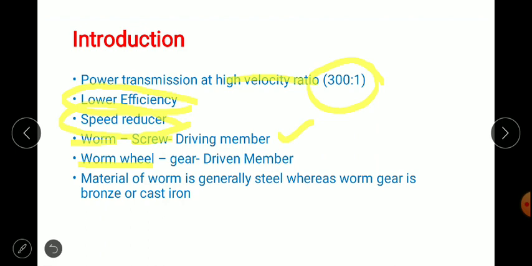Next one is about the materials. Usually a large variety of materials can be used for gears, specifically somewhat brittle or cast components, but in this case the worm, which is the driving member, is usually made of steel, whereas the worm gear is made of either bronze or cast iron. Usually this increases the cost of the worm gear drive.